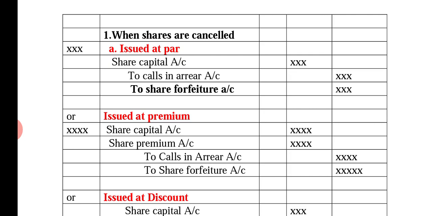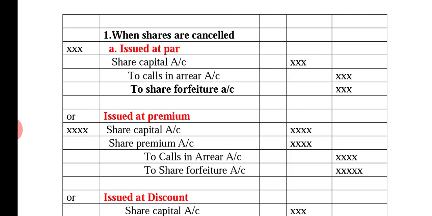If the premium is not collected, the profit is not collected. That means you have to cancel the profit. Now you have to pass the entry for shares issued at a premium: share capital account debit, share premium account debit. These two are profit items or credit items that should be reversed, so they are debited, and to calls in arrear account credited, and to share forfeiture account credited.